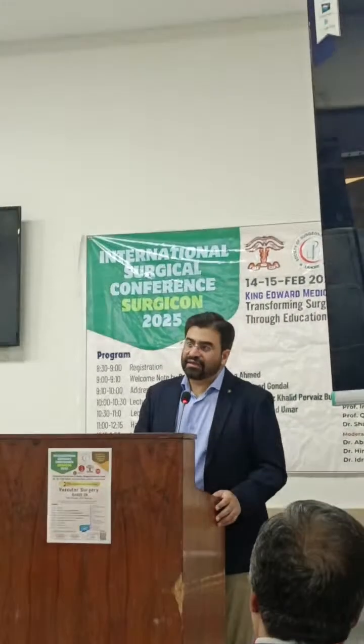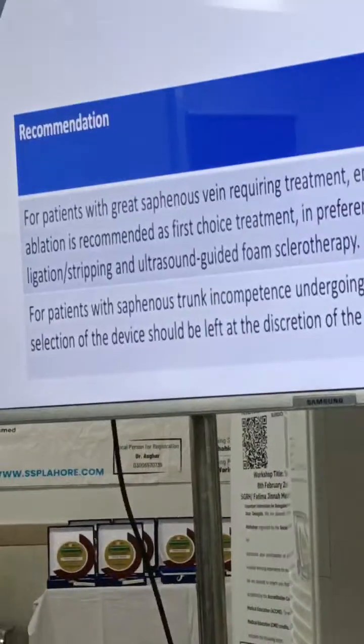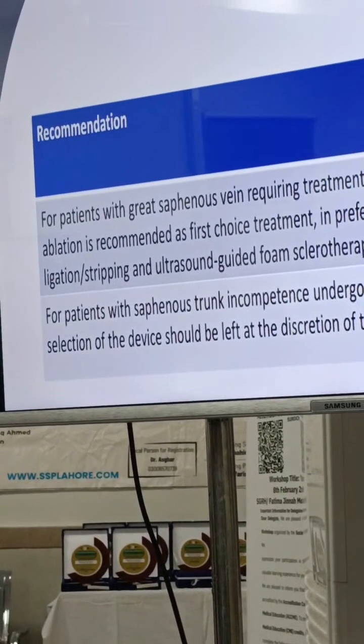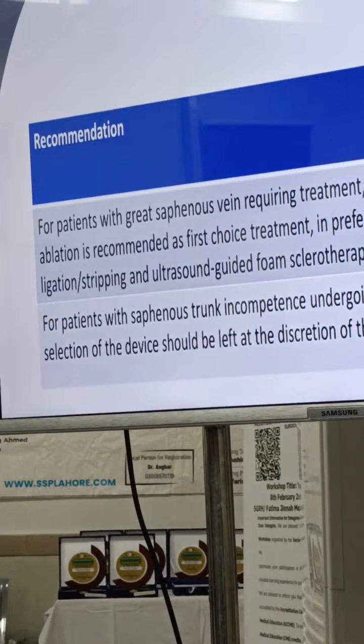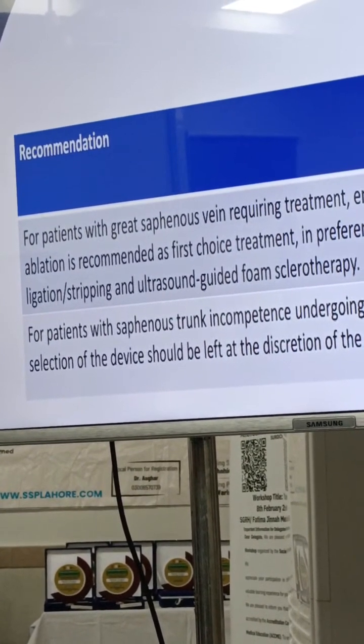Now, what is to be selected out of this previous menu? So what does the European Society of Vascular Surgery recommend? You have to select endovenous thermal ablation, may it be radiofrequency ablation, may it be endovenous laser ablation, as first choice. This is level 1A evidence. It is even superior to open surgery and definitely to foam sclerotherapy.